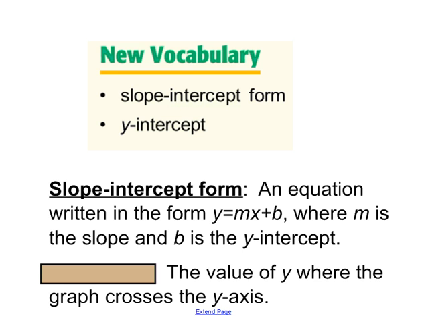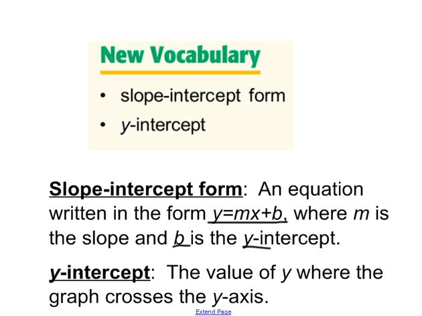So the slope-intercept form of an equation is written in the form of y equals mx plus b, where m is the slope and b is the y-intercept. All right, the y-intercept is the value of y where the graph crosses the y-axis. The value of y where it crosses the y-axis means that it's the ordered pair 0, comma, and then the y value, or the y-intercept. So it's where x is equal to 0.